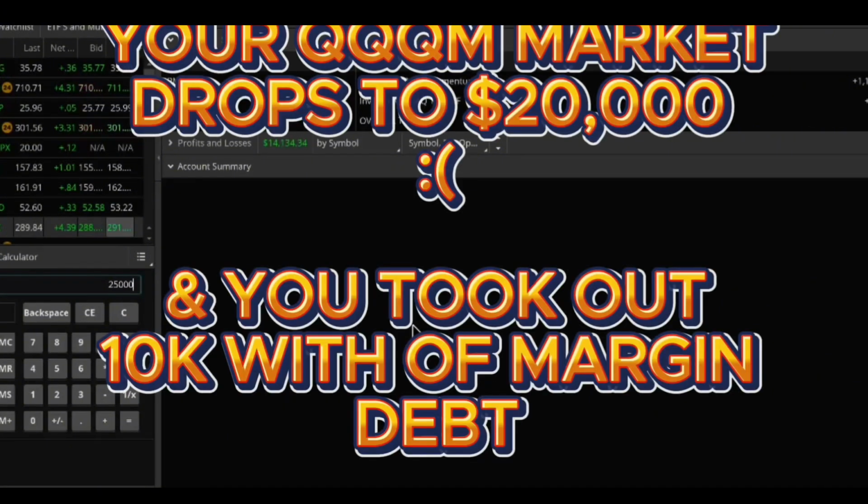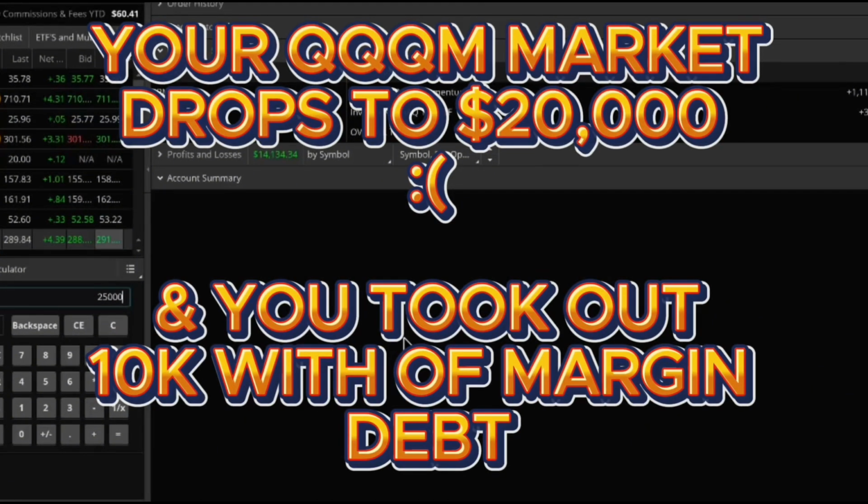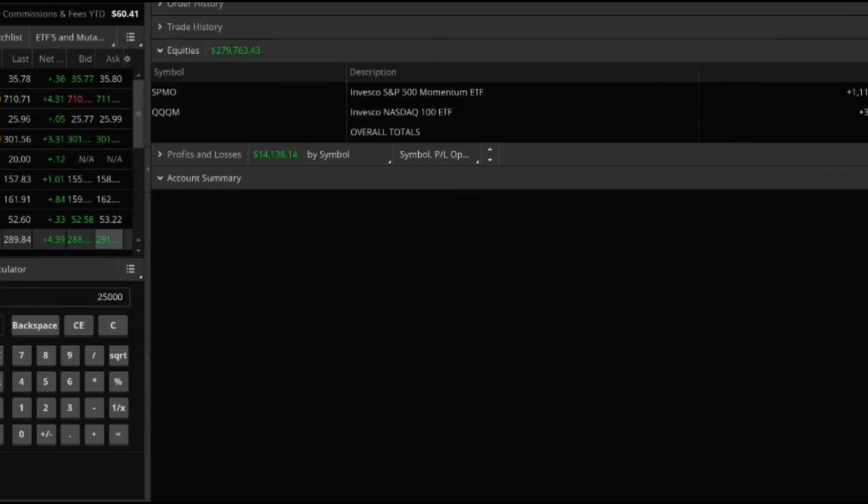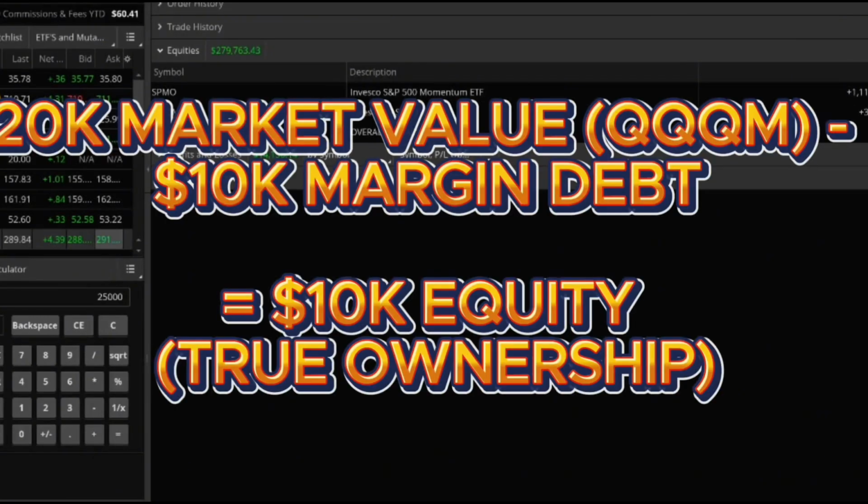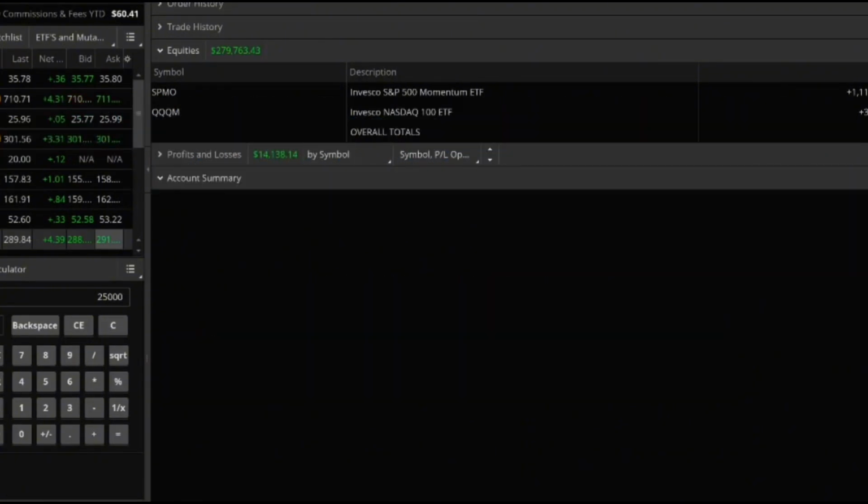Okay, so let's just say the market dropped to $20,000, and we still owe $10,000 worth of margin debt. Now, let's do the math, because now our equity changes. Our equity, again, is the current market value minus the debt. Okay, current market value minus the debt. And we need to keep a 25% maintenance minimum buffer.